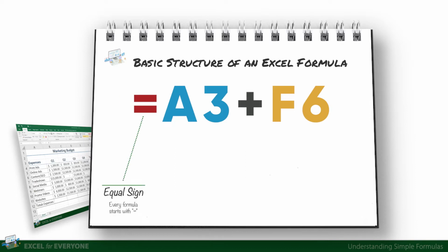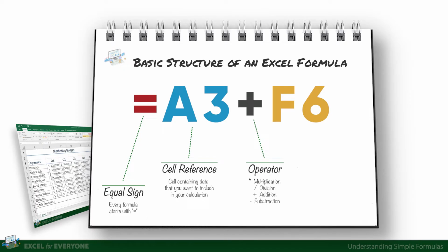First, every formula starts with an equal sign. Then, you add a cell reference, meaning the name of the cell where the data you want to include in your formula is located. Now we need an arithmetic operator, meaning multiplication, division, addition, or subtraction. Then, we need another cell reference to complete a basic formula. This is the basic format.